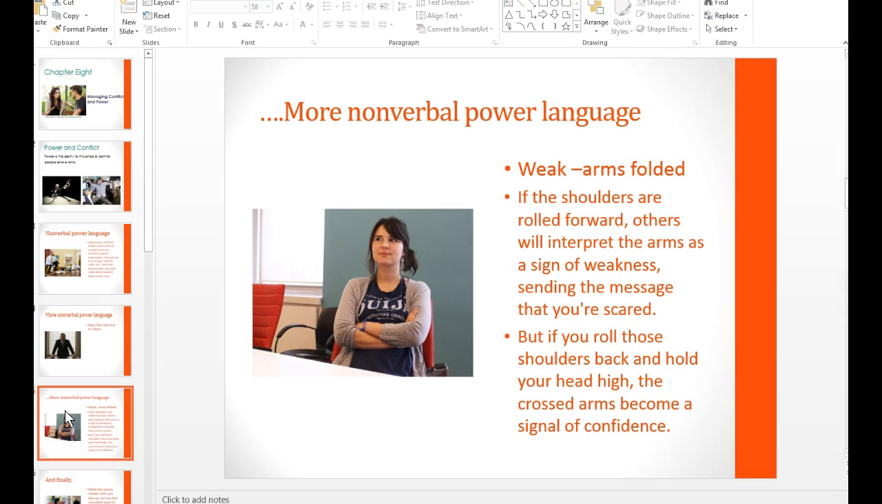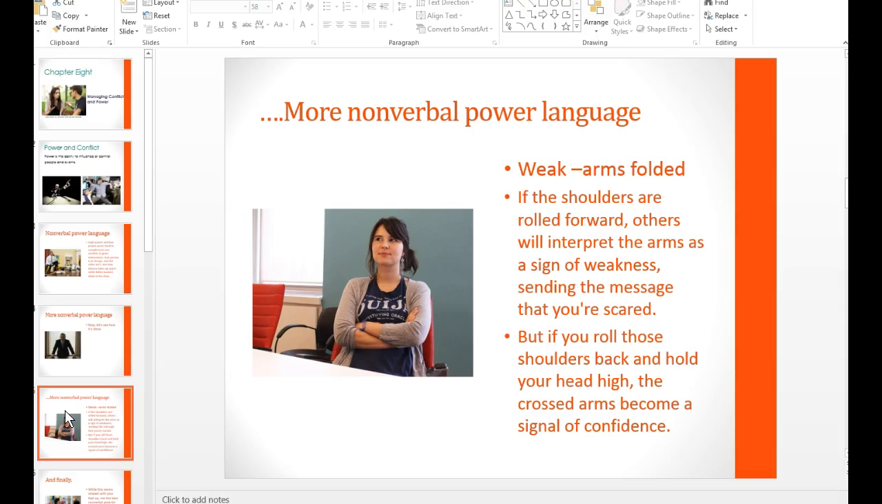That's a weak position. If shoulders are rolled forward, your arms are in front of you, you're sending a message that you're scared or not in control. If you roll back your shoulders and hold your head high, the crossed arms may signal confidence.